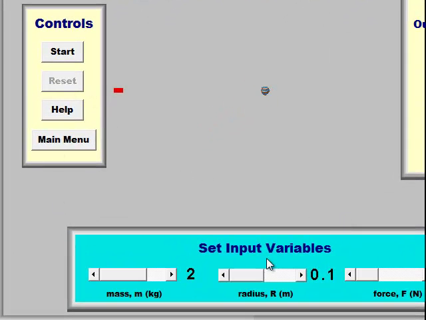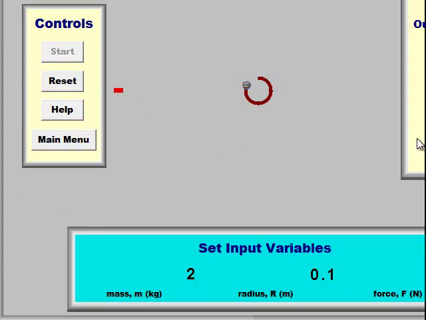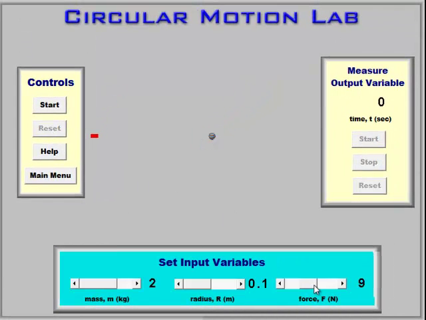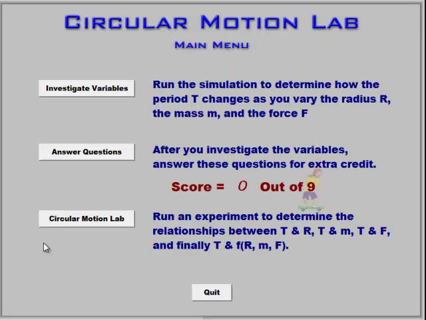Then you could reset, you could change the force, you could rerun the simulation, take your results, change the force, and so on. Then you would go back, you would change the mass, keeping the radius and the force constant, and then you would change the radius, keeping the mass and the force constant. And when you were done, you would end up with 3 relationships. That would be T and a relationship between R, M, and F.